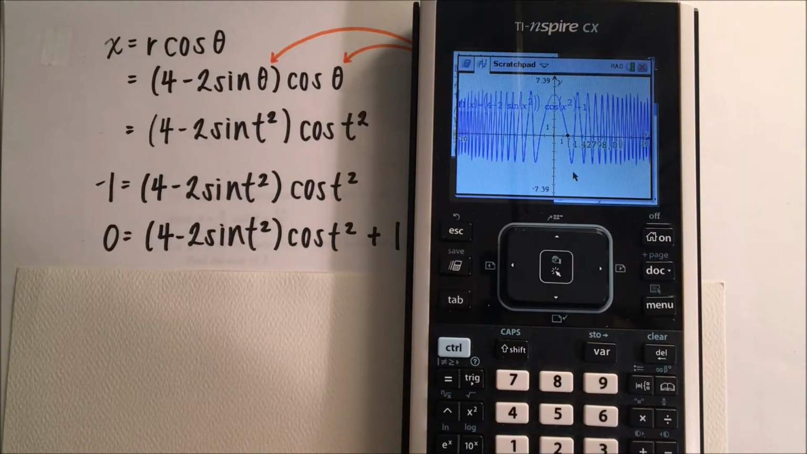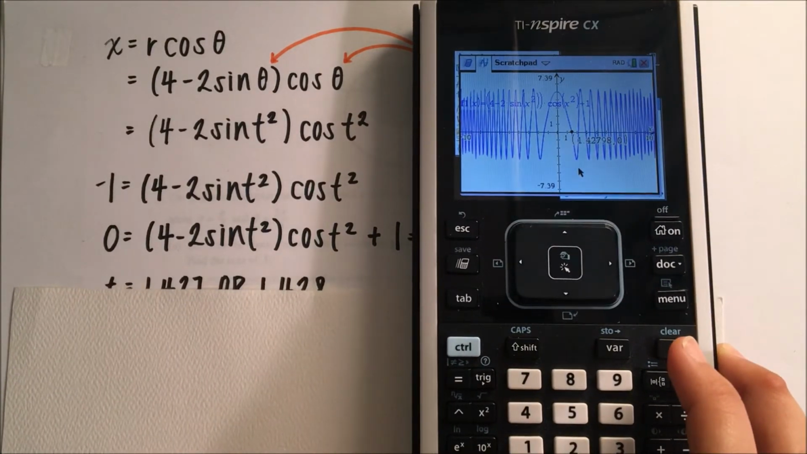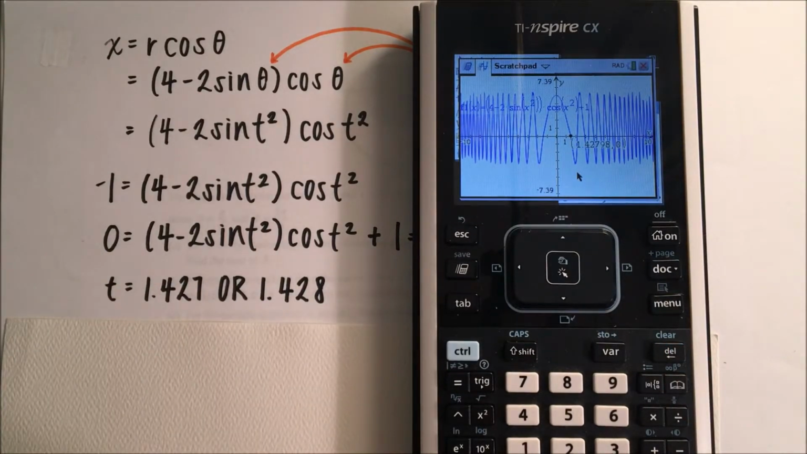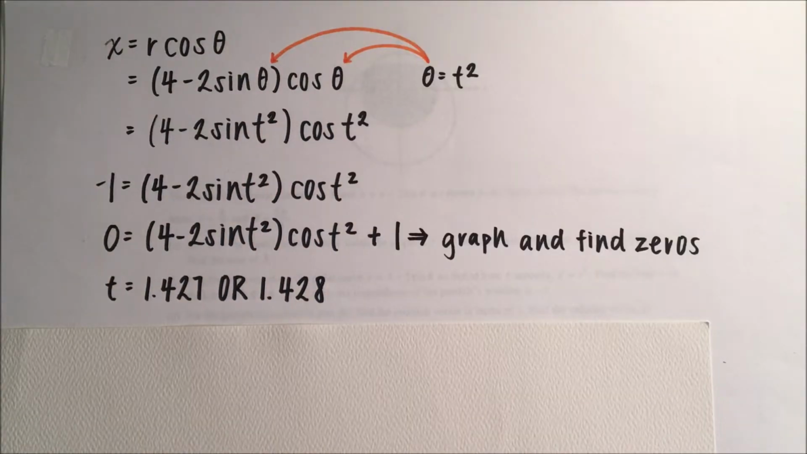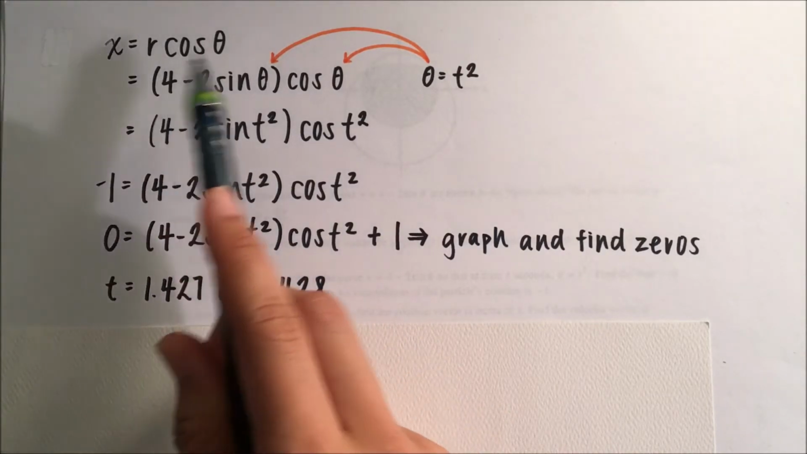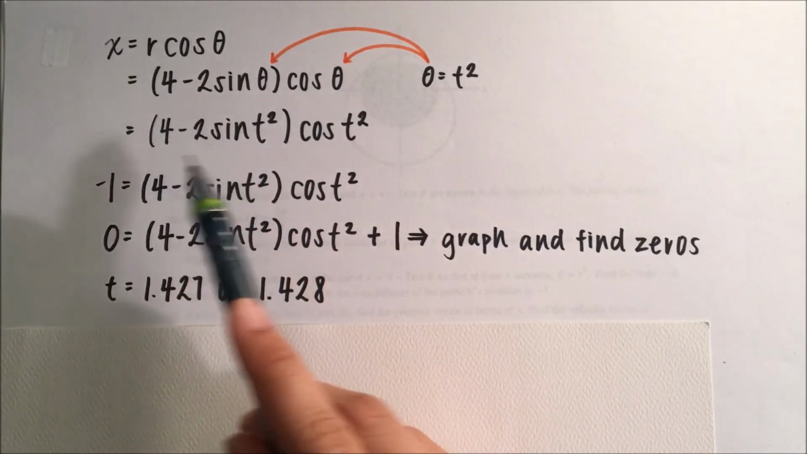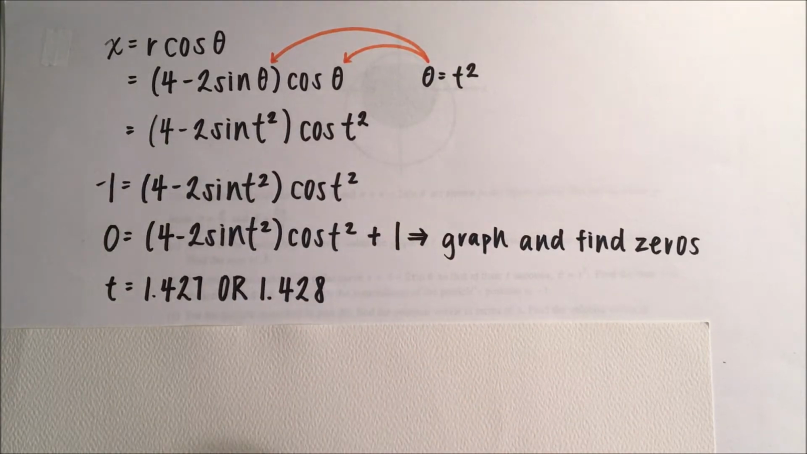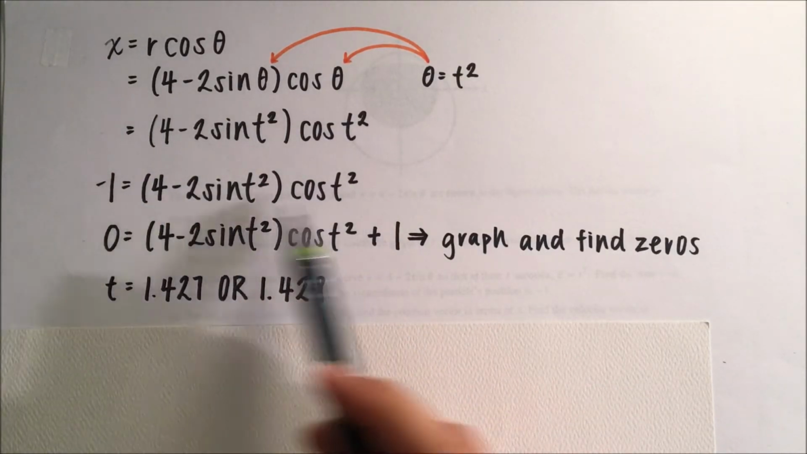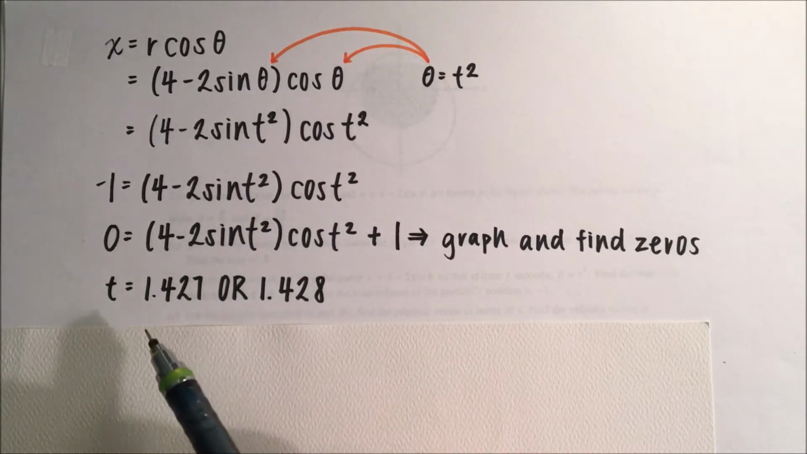After graphing this expression, notice that there are many zeros. Then notice in your problem that t is between 1 and 2. Therefore, the value of t is approximately 1.427 if you truncate your answer and 1.428 if you round up. For the scoring of this question, you earn 1 point for correctly writing the expression for x, which can be in theta or t. You earn another point for just setting x to -1. And lastly, 1 point for your answer.